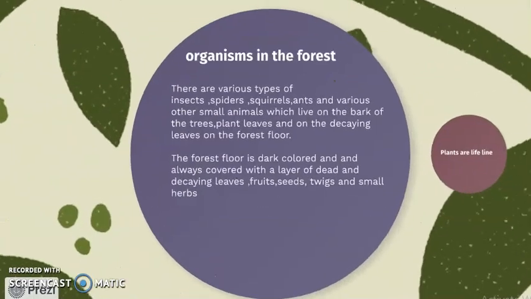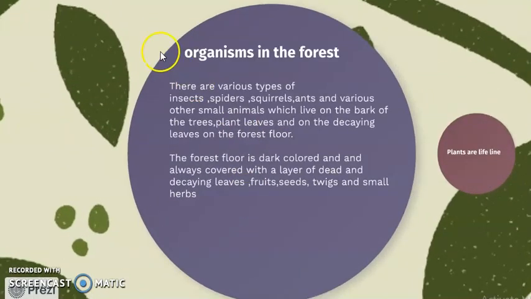So now let's study about the forest. We have the organisms which are present in the forest. There are various types of insects. We find spiders, very unique types of squirrels that are endemic to a particular forest area, ants and various types of small animals which live on the soil, on the bark of the plants or trees, on the leaves, and also on the decaying leaves of the forest floor.